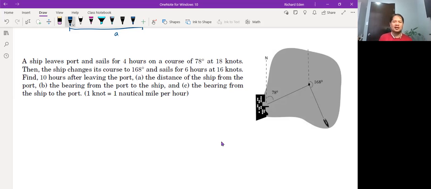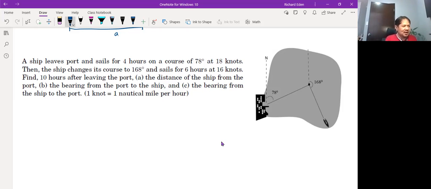And then after that, the ship changes its course to 168 degrees. That's why you can see the dotted segment, which is pointing north, and it's from there that we draw 168 degrees going clockwise. And then find, 10 hours after leaving the port, the distance of the ship from the port. And next, the bearing from the port to the ship.